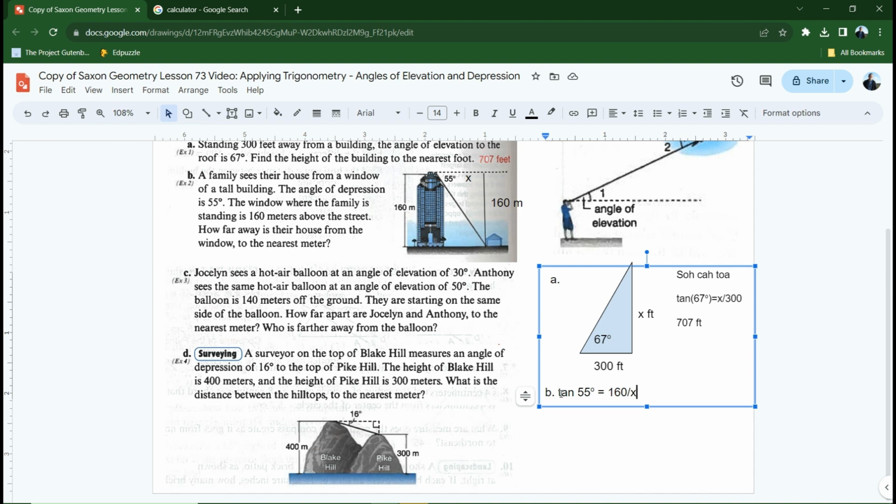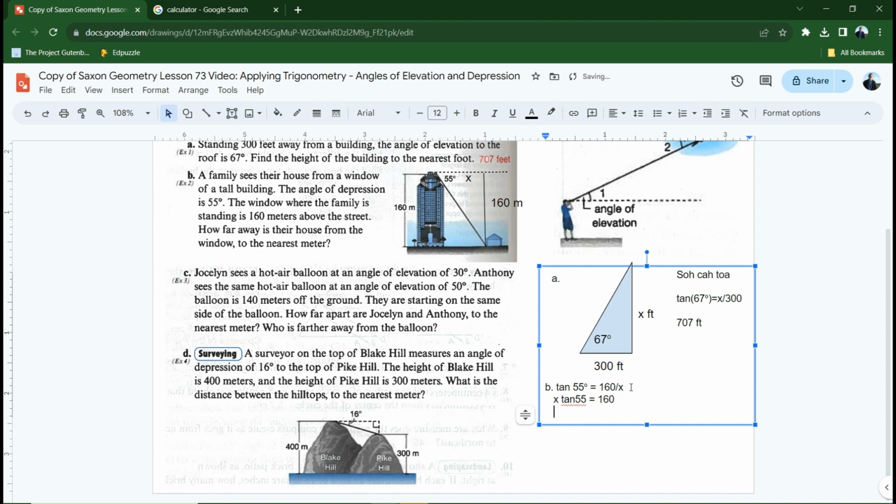Now notice my unknown is in a different spot here. In the previous problem, my unknown was in the numerator on the right-hand side. That was really easy to solve. In this one, it's actually in the denominator on the left-hand side, which makes this one just a little bit harder. So what I'm going to do is multiply both sides by x. I'm going to see that x times the tangent of 55 degrees equals 160.